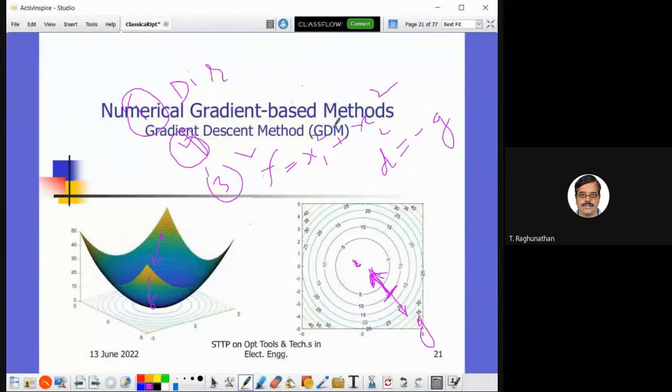All these numerical methods have, for now, two main issues even before you start: what direction and what step size. All right, so they are the two main issues. So the equation you think is like this.